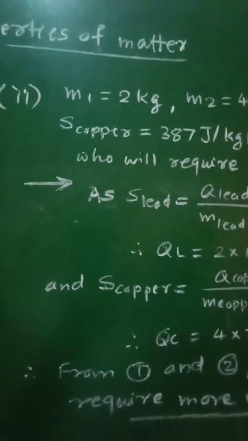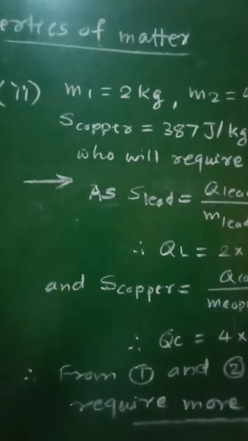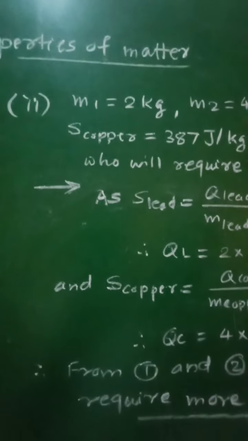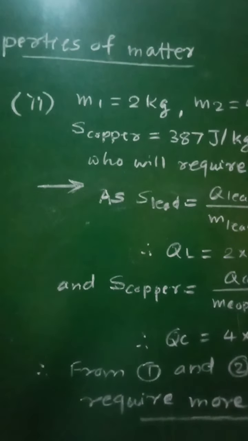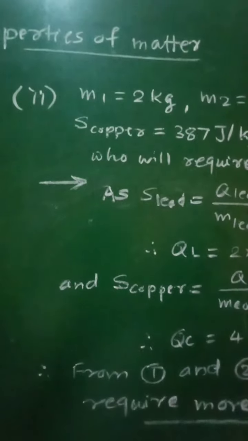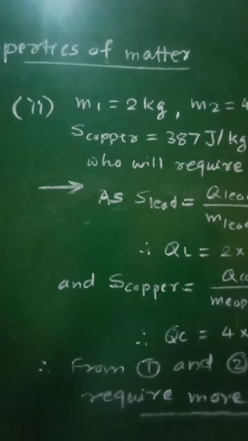Then let us consider the second numerical, that is, which will require more energy: heating a 2 kilogram block of lead by 30 Kelvin or heating a 4 kilogram block of copper by 5 Kelvin.